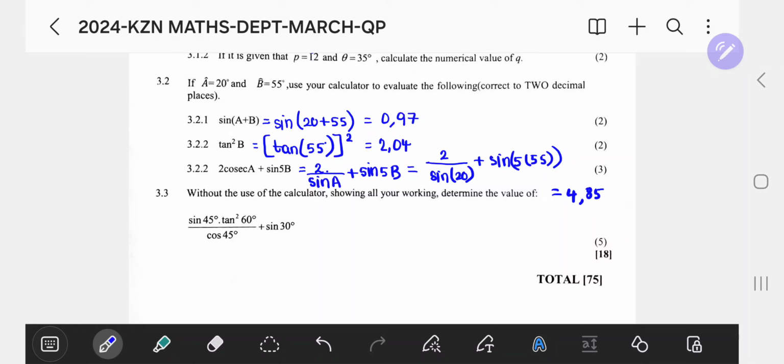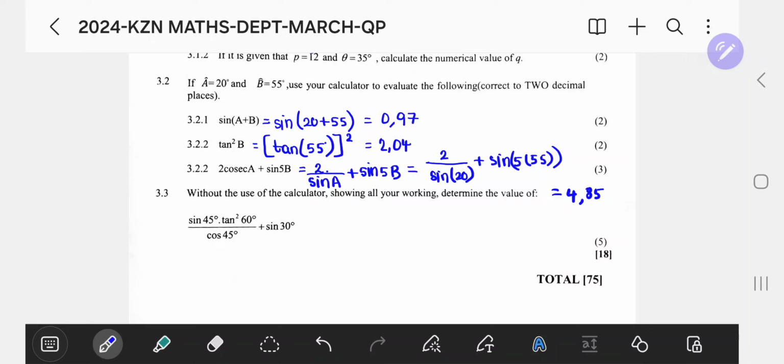4.85. And the last question says, without the use of a calculator, show all your working and determine the value of. Now you guys notice that you see angles here that are 45, 60, 30 degrees. Those are known as special angles. And special angles have known fractions. So all we have to do is substitute. We can then put it on the calculator to get our final answer. But we have to show the substitution.